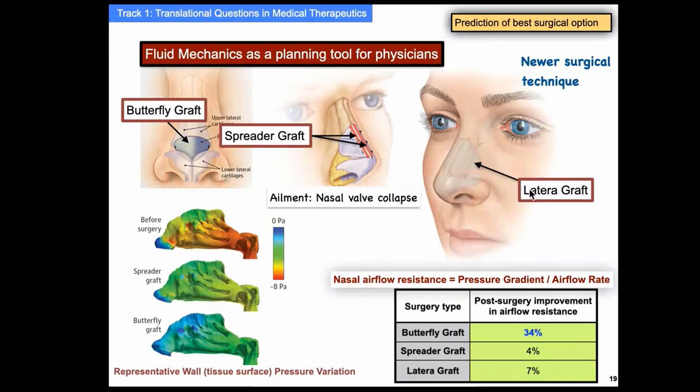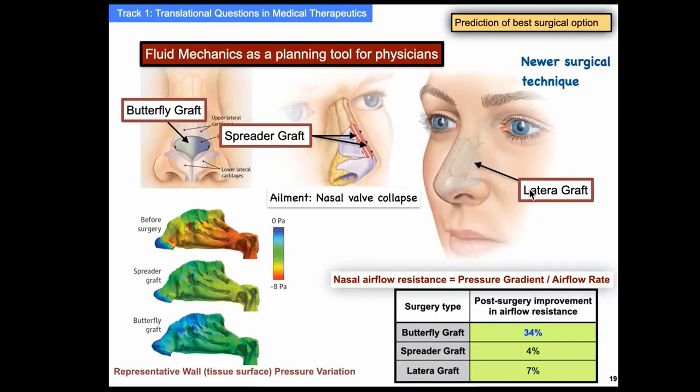Here again, I worked with the clinicians. What they did is collect a number of cadaveric heads. They carried out all three types of surgery in each of those heads, and they collected scans both pre-surgery and post-surgery. We used the scans to build our geometries, and then we ran some airflow simulations. The main quantity that we post-processed from the data is the airflow resistance, which can be computed as the pressure drop that is driving the flow divided by the flow rate.